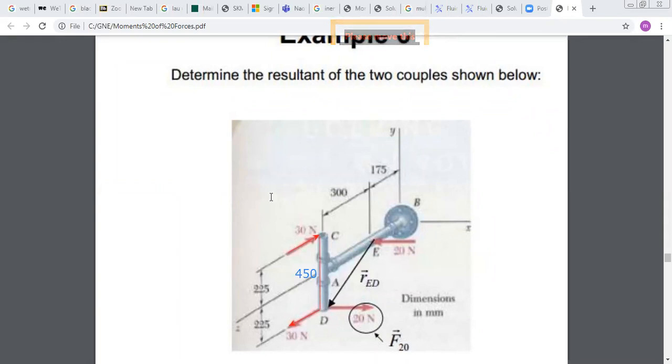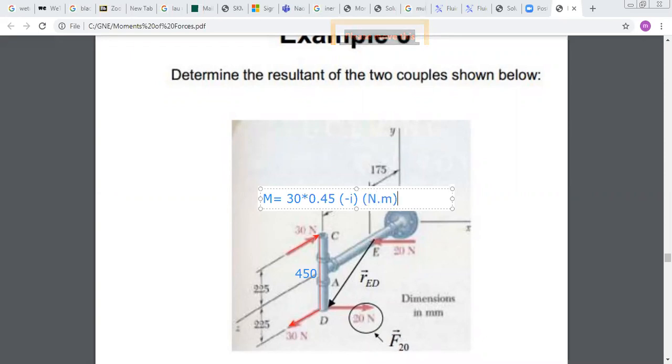So for this couple, I can use the conventional method that I use in 2D and say that the moment is equal to 30. Now, if you want the result in Newton meter, you will convert the dimension in millimeter to meter. So 30 times 0.45 along minus I. Okay, and the result is in Newton meter.